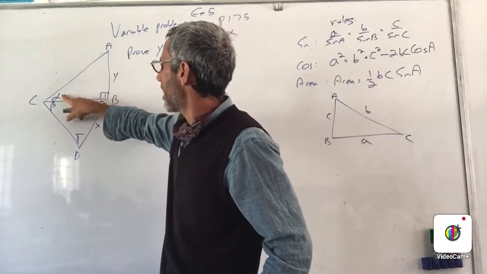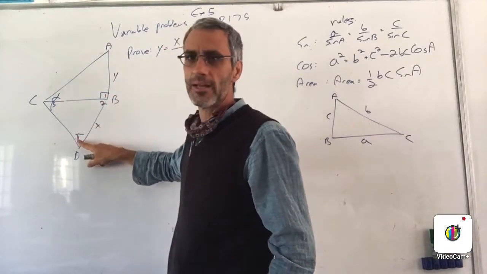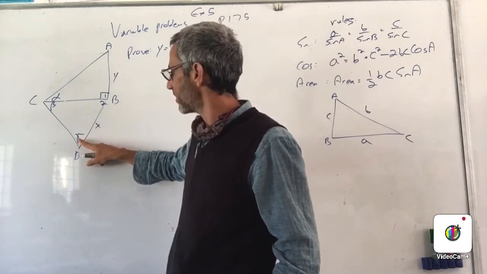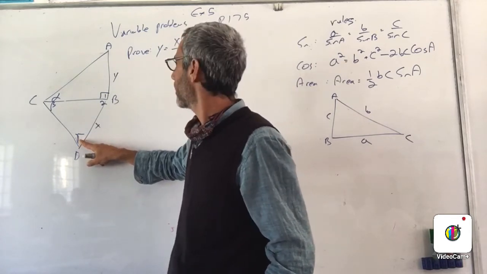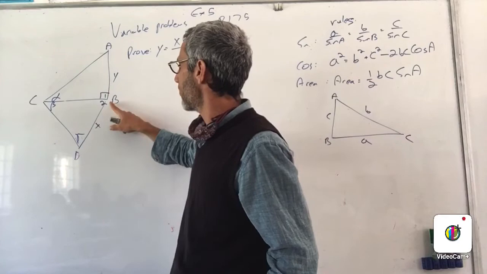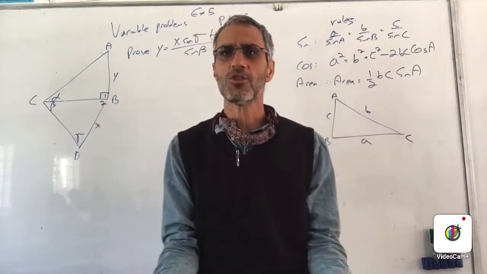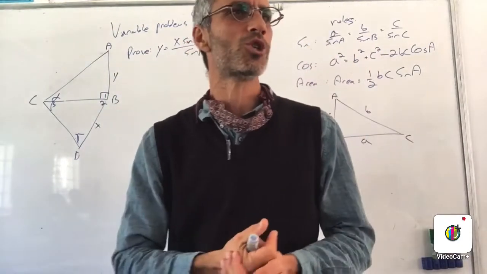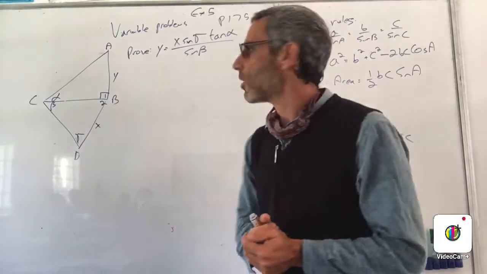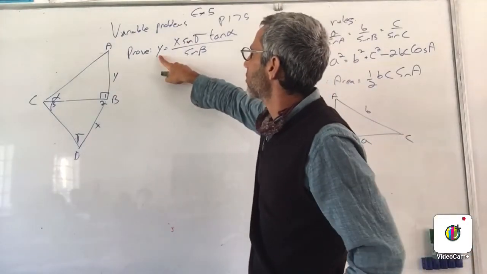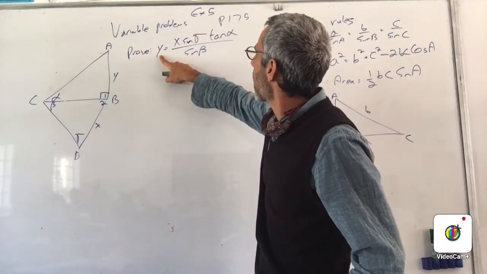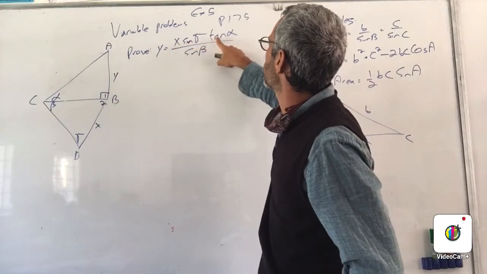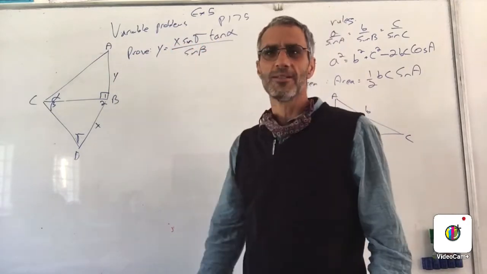Angles given are alpha, beta, and gamma. Gamma is a new letter. I think you can come across that, gamma. And the sides that we are given are x and y. So you can see there's not one number in this whole question. And what they want us to do is to prove that y is equal to x sine gamma tan alpha over sine beta.